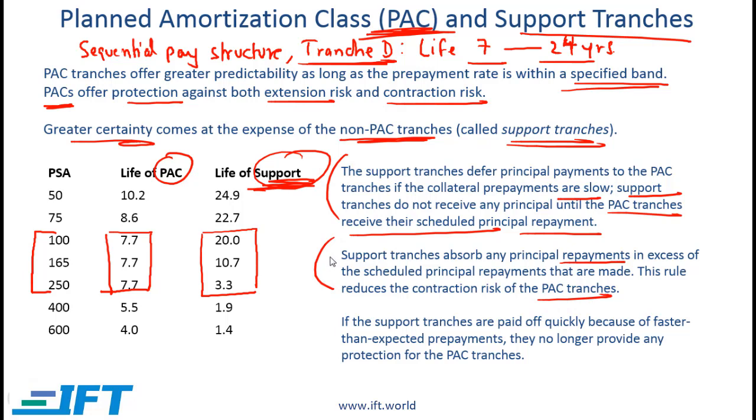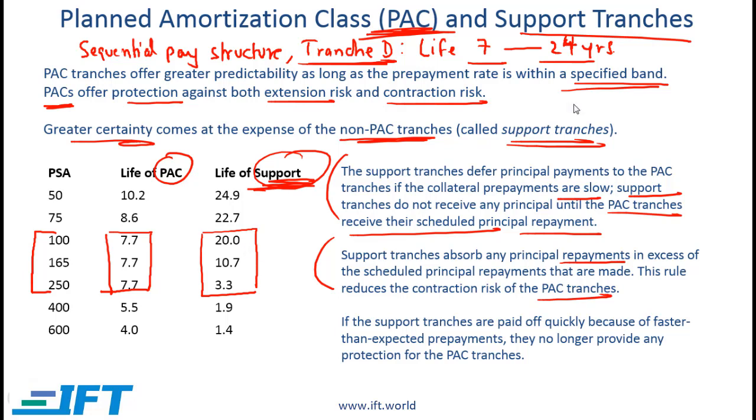What is being said is if prepayment rates are faster than expected, then the support tranches absorb the extra principal that is being repaid. On the other hand, if principal repayments are slower than expected, then the principal repayments, rather than going to the support tranche, go to the PAC tranche. And it is because of this that we have more predictability in terms of the life of the PAC tranche relative to the support tranche.